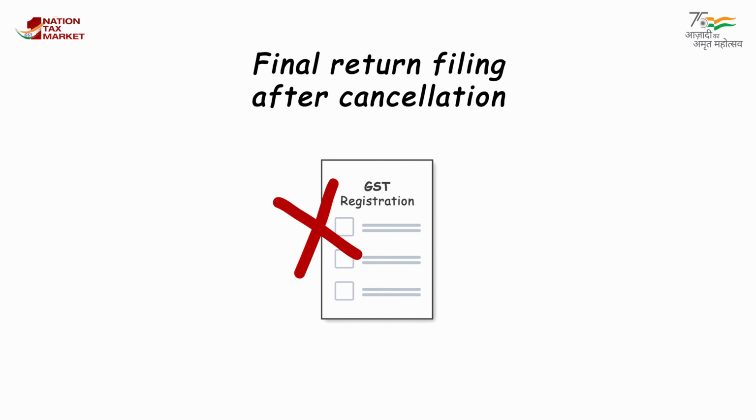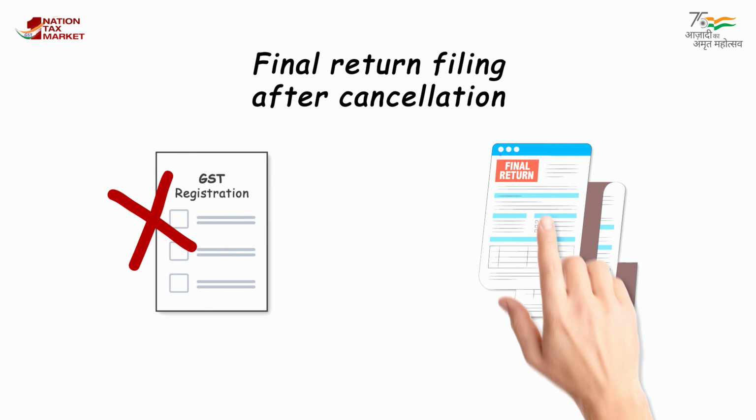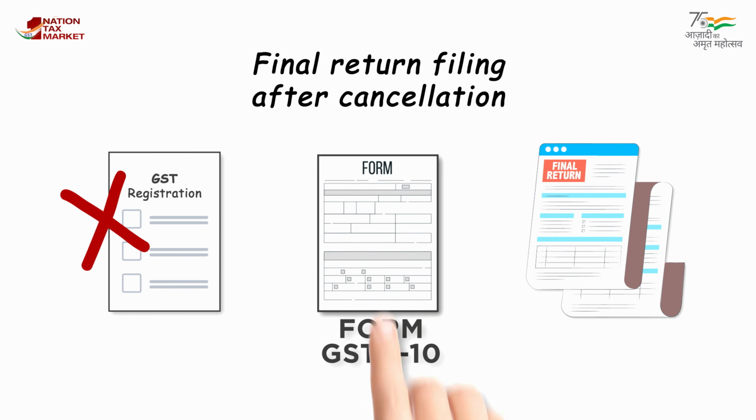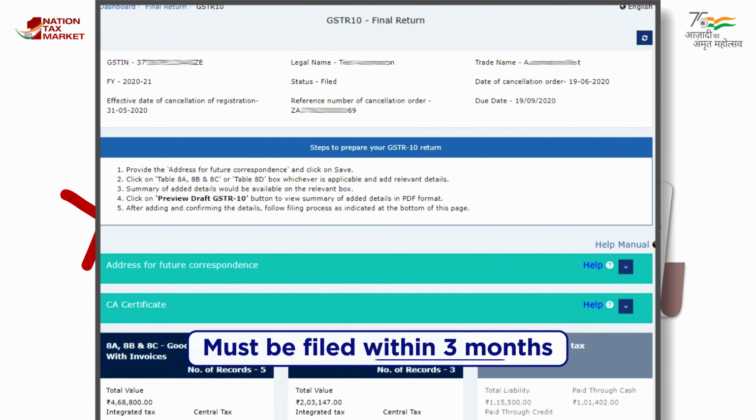Upon cancellation of registration, the person shall file a final return in Form GSTR 10 within 3 months of the date of cancellation or the date of the order of cancellation, whichever is later.